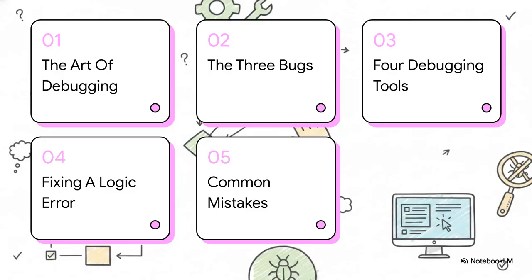Okay, here's our playbook for today. 1. The art of debugging. 2. Meet the 3 bugs. 3. The 4 debugging tools. 4. Fixing a logic error. And finally, 5. Avoiding common mistakes.